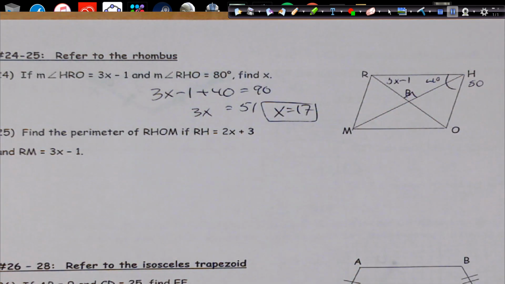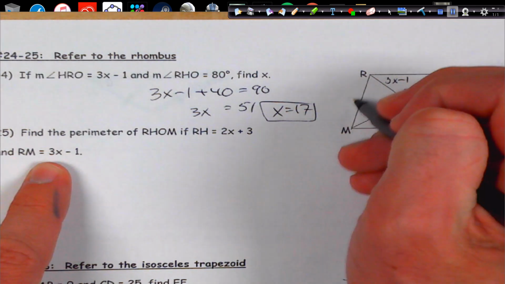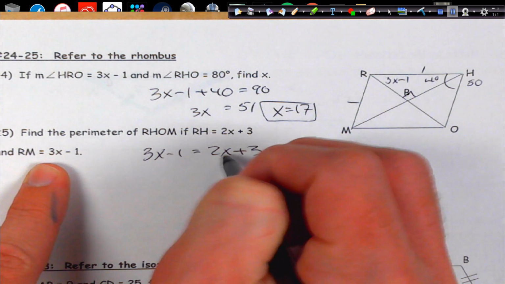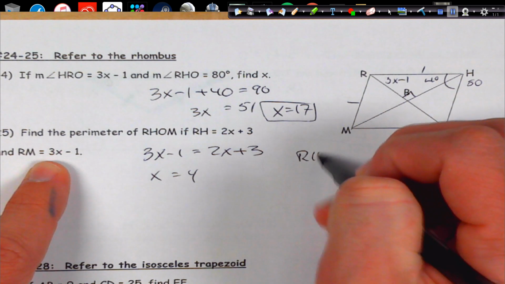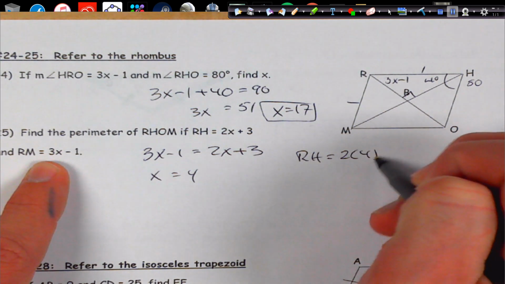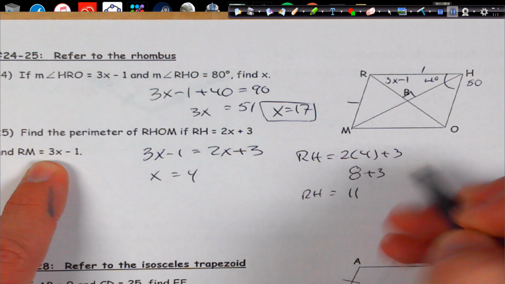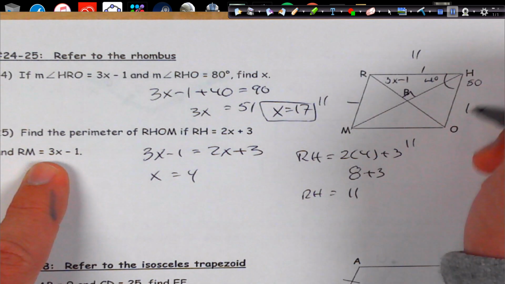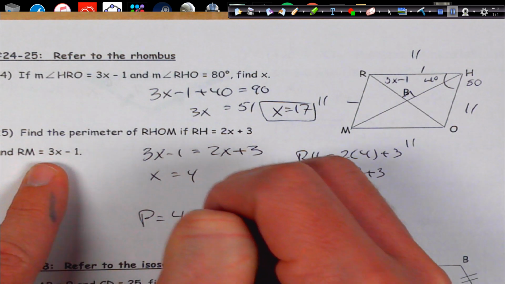Find the perimeter of the rhombus. So we get RH and RM. Remember, sides are congruent, so I can just set those equal to each other. Subtract that, it gives me x, add x equals 4. Now we need to actually find one of the sides. Let's do RH. It gives me 8 plus 3, which is going to be 11. So if one side is 11, I could go ahead and write all of them in. It's going to be 11 plus 11 plus 11 plus 11, which is going to be the perimeter of 44.